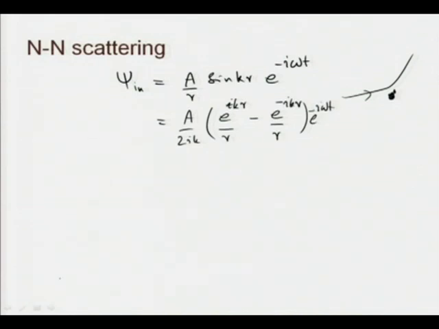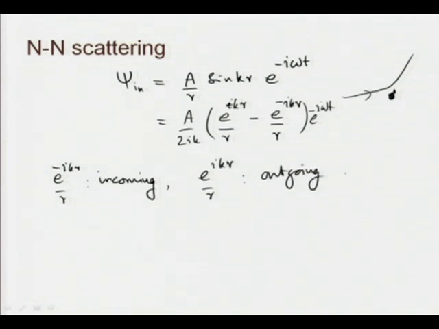Now, you can ask the question, what happens when a particle or wave function like this comes and encounters this scattering center. Okay. So, in this way of writing this plane wave, it has two parts. e to the power ikr over r is actually called a spherical wave, which corresponds to the outgoing spherical wave, and e to the power minus ikr over r is the incoming spherical wave.